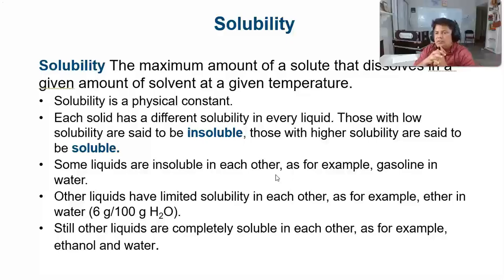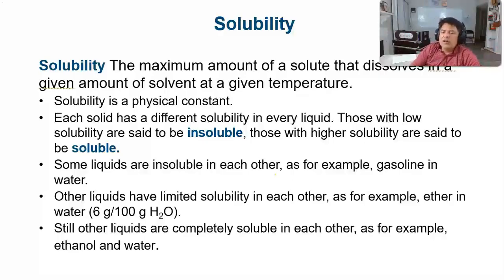Each solid has a different solubility in every liquid. For example, sodium chloride has 36 gram in water, but not 36 gram in oil, and not 36 gram in alcohol. It is different. So there is different solubility in different solvents at different temperatures. At 100 degrees centigrade you have a different solubility, at 200 degrees centigrade you have a different solubility.